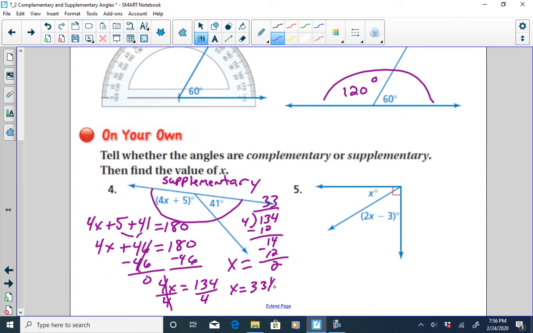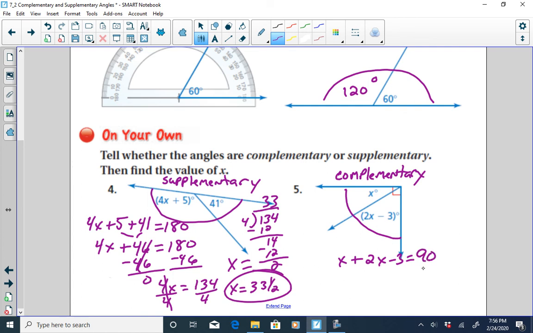33 and 1/2. Alright. In this next example, we have two angles that make up that right angle. So I know that they have to be complementary. And we want to write an equation that describes that relationship. Complementary angles have a sum of 90. So I'm going to take this angle and this angle. I want to take the x plus the 2x minus 3.